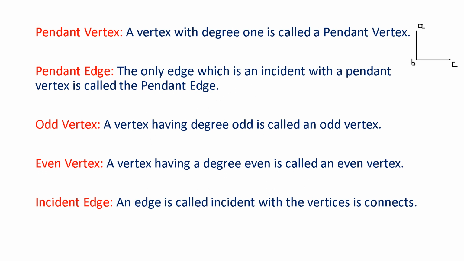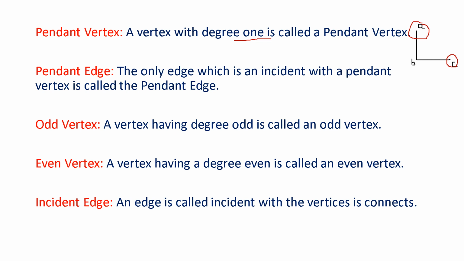Pendant vertex. A vertex with degree 1 is called pendant vertex. For example, in this graph, vertex A and vertex C are pendant vertex as degree of A and degree of C is equal to 1. Pendant edge. The only edge which is incident with the pendant vertex is called pendant edge.